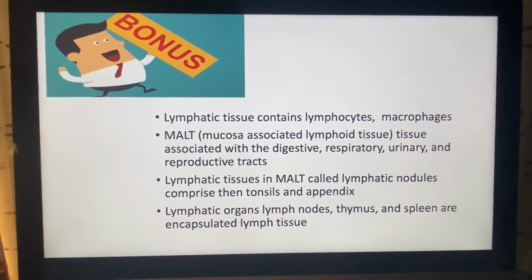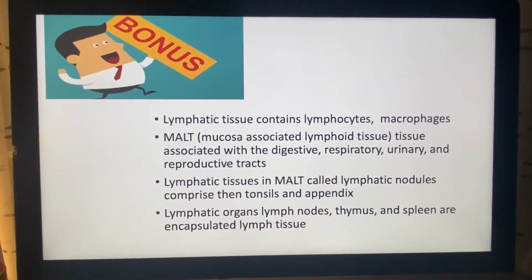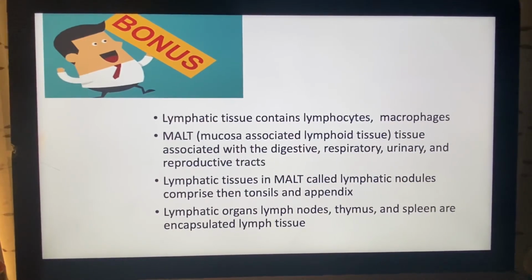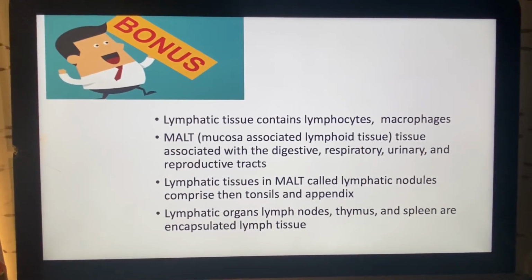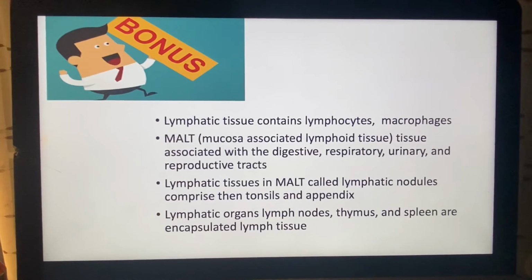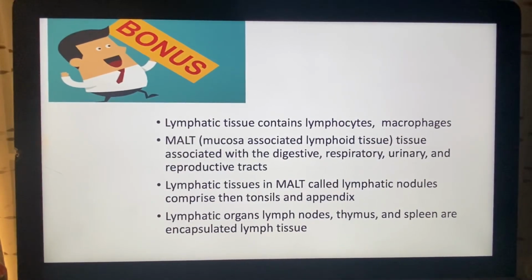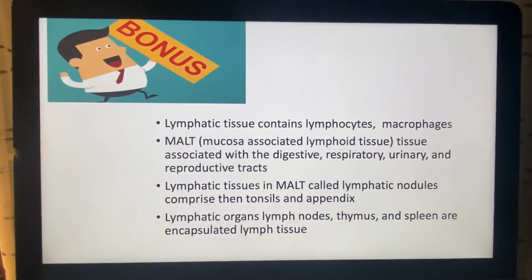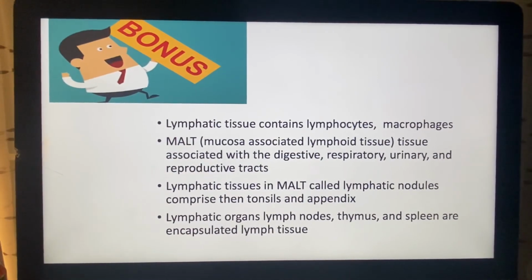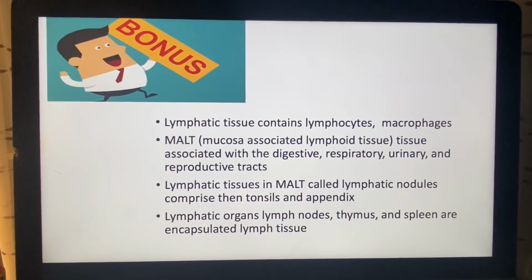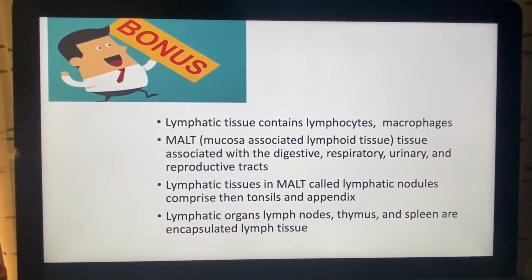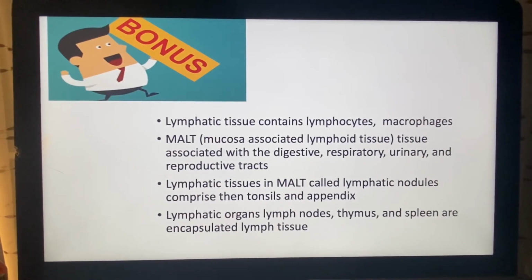Bonus: lymphatic tissue contains lymphocytes and macrophages. MALT, which is mucosa-associated lymphoid tissue, is tissue associated with the digestive, respiratory, urinary, and reproductive tracts. Lymphatic tissues in MALT, called lymphatic nodules, comprise the tonsils and appendix.